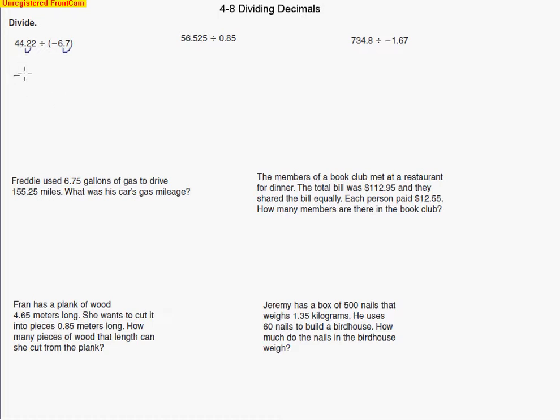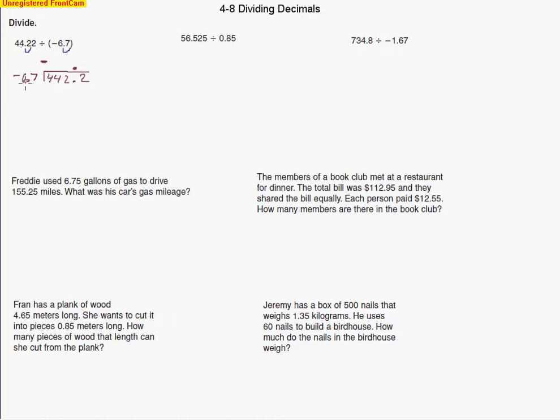So I do negative 67 into 442 and 2 tenths. So the first thing with division is figure out what kind of sign you have. Well, it's a negative and a positive divided by a negative. So I'm going to make this quotient, which is the answer to the division problem, a negative. And then I'm also going to bring up that decimal. So those are the two important things. Make sure you get the sign right and get the decimal in the right spot. Now we're going to try the division.